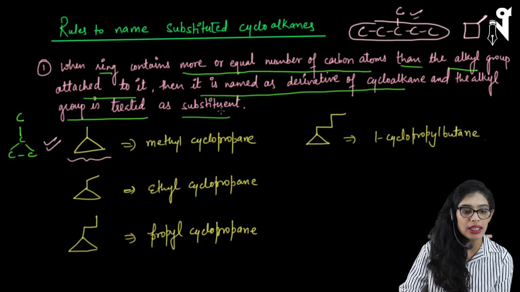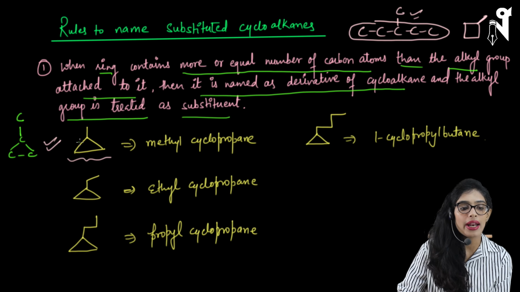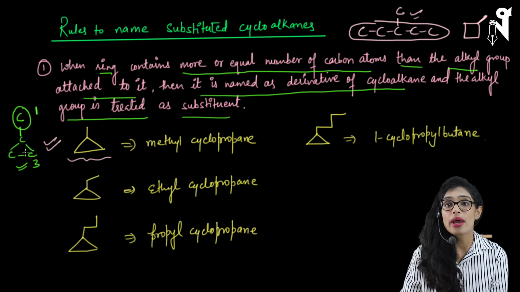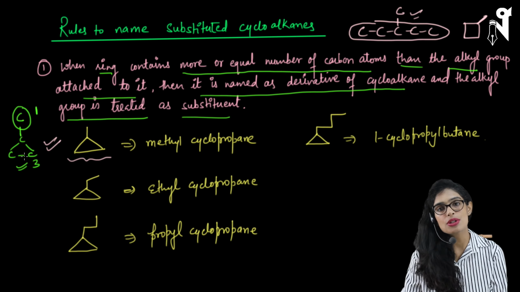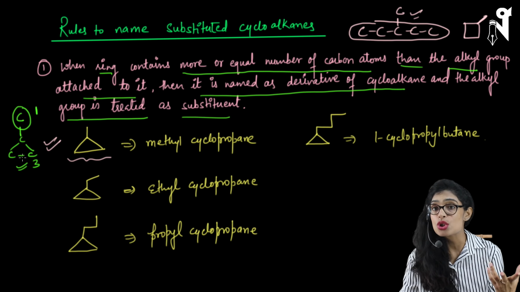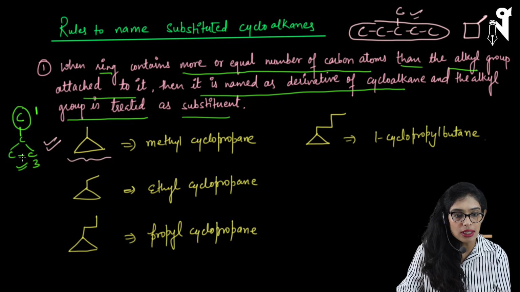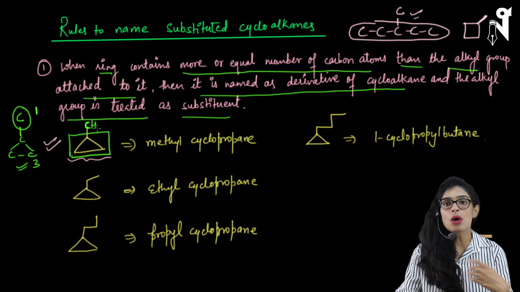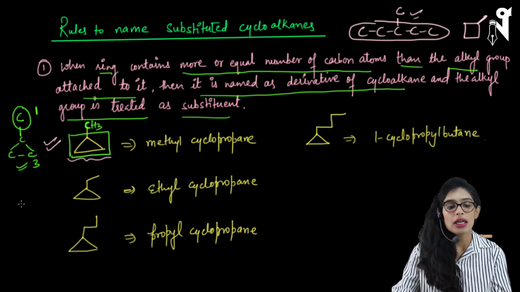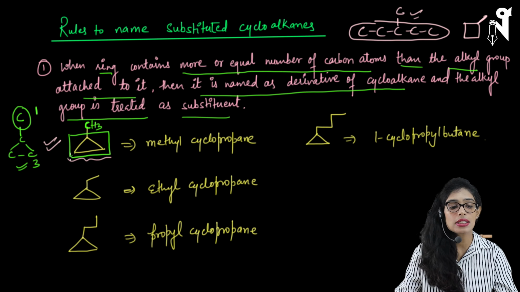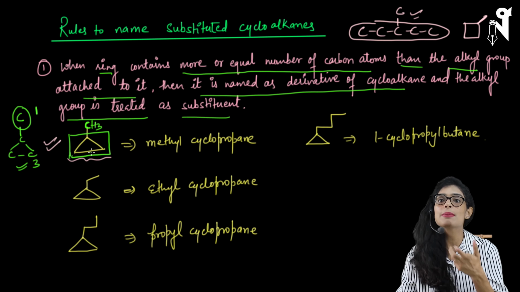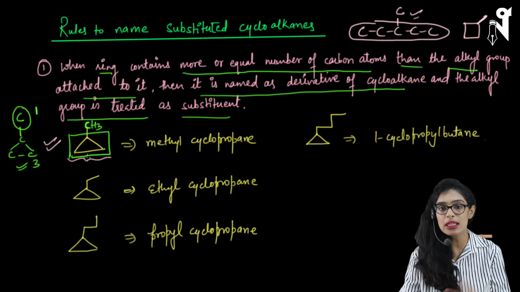In this case, my cyclic chain has 3 carbons, whereas the open chain has only 1 carbon. So the open chain will be acting as a branch, whereas my cyclic ring will be acting as the principal chain, or primary chain, or parent chain, whatever you want to call it. So this is my parent chain, and this carbon or CH3 will be acting as a branch. How will we name the principal chain? We already have learned that this is named cyclopropane. Why cyclopropane? Cyclo because it is cyclic, and propane because the main chain contains 3 carbons, all singly bonded.